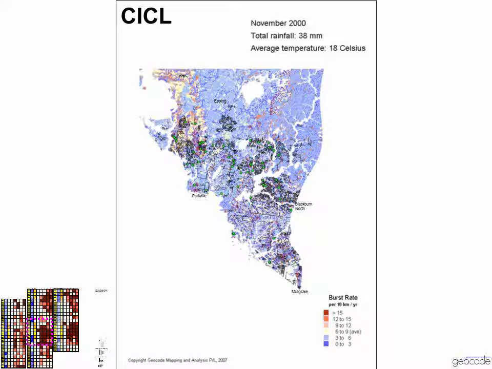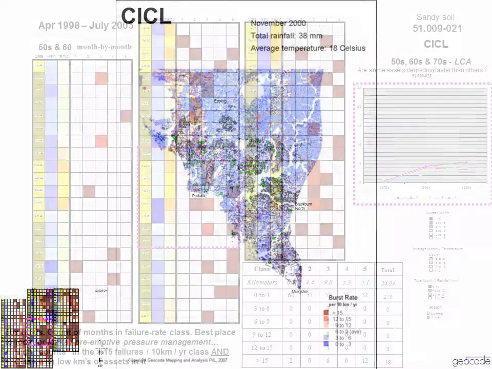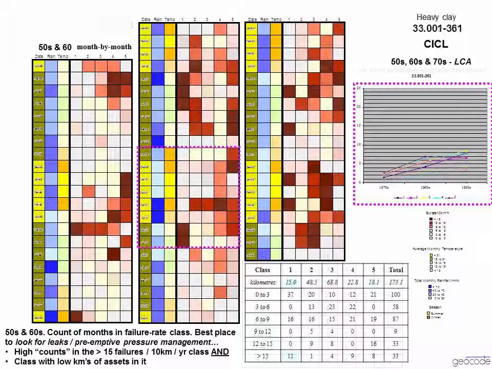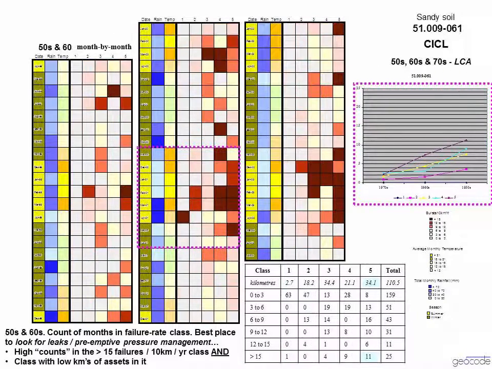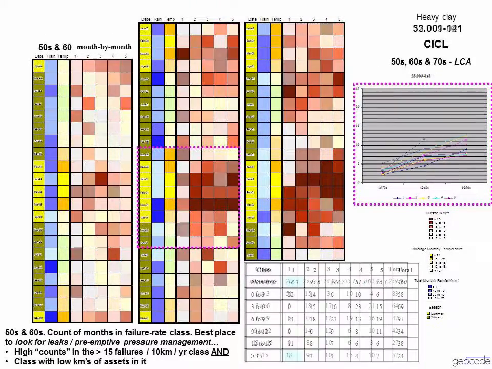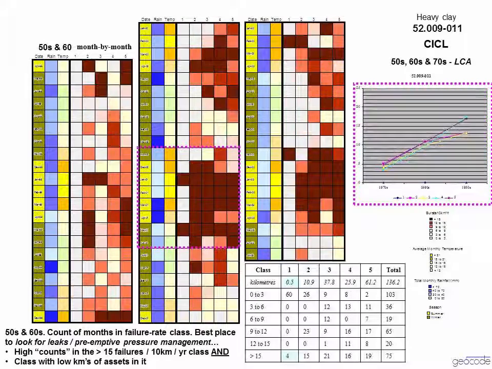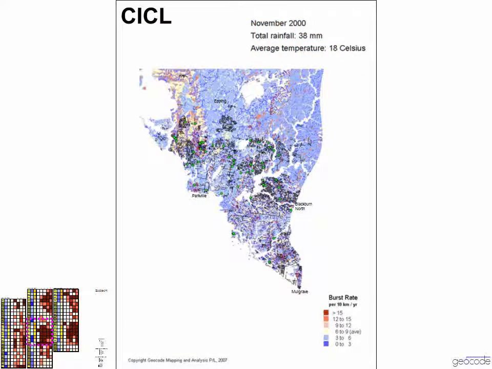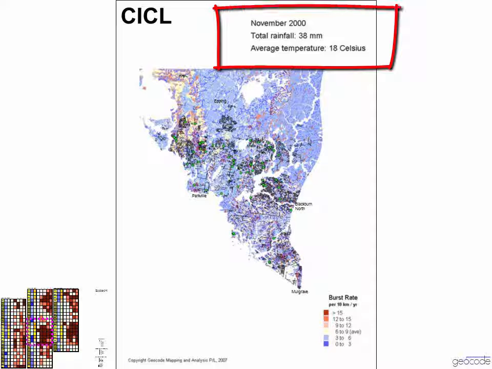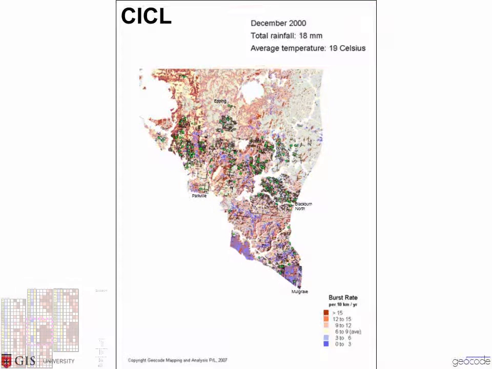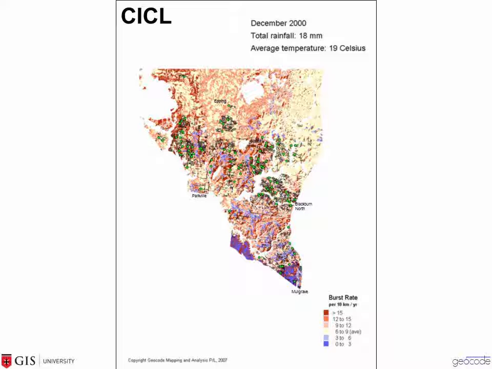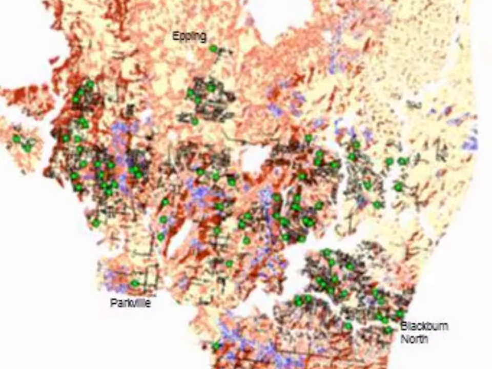Okay, here are these same charts mapped. So these six soil types or terrain patterns, with terrain units mapped according to asset performance. What we're looking at here is November 2000. We've had a total rainfall in November of 38 mils and the average temperature has been 18 degrees. Total rainfall in December, 18 mils. It's starting to dry out. We can see that the assets are failing at higher rates.